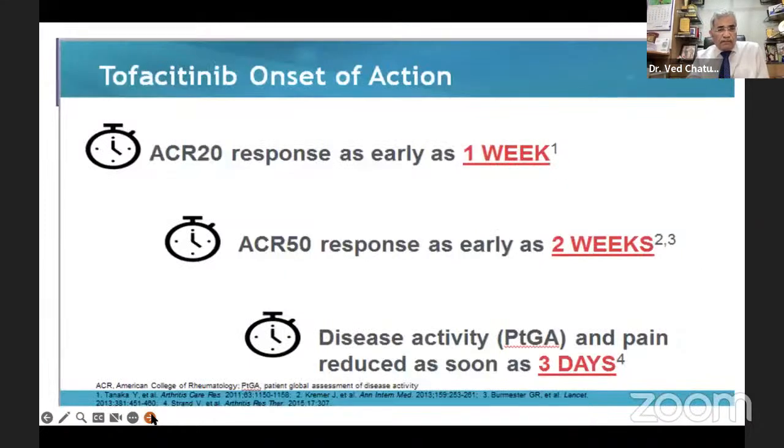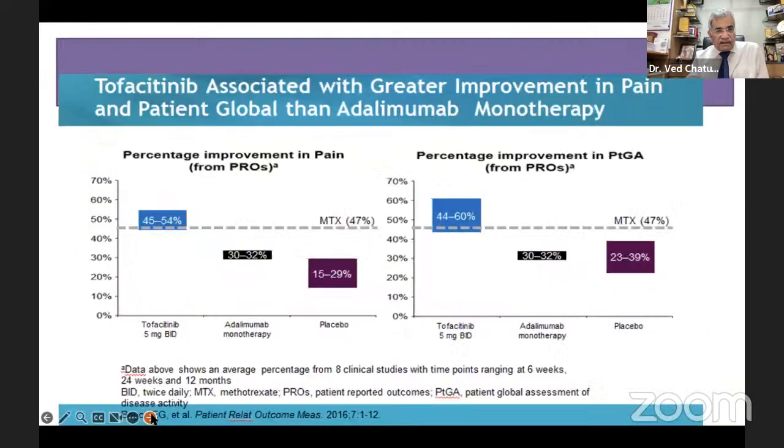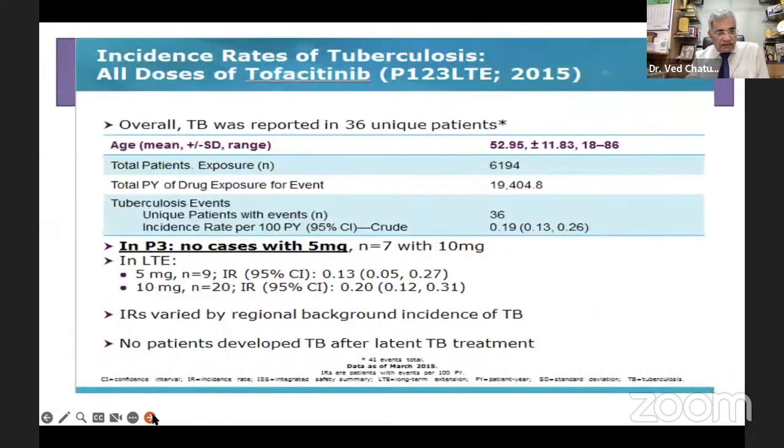These are the studies for the JAK inhibitors. They respond beautifully as early as 1 week, and the ACR responses can be achieved early. So they are basically rapidly acting. Since we don't have time, you must remember that there are some studies like START1, SCAN. They were studies like for any other drug.